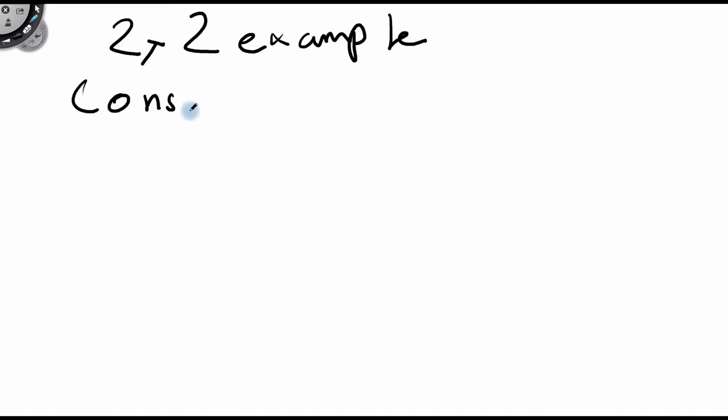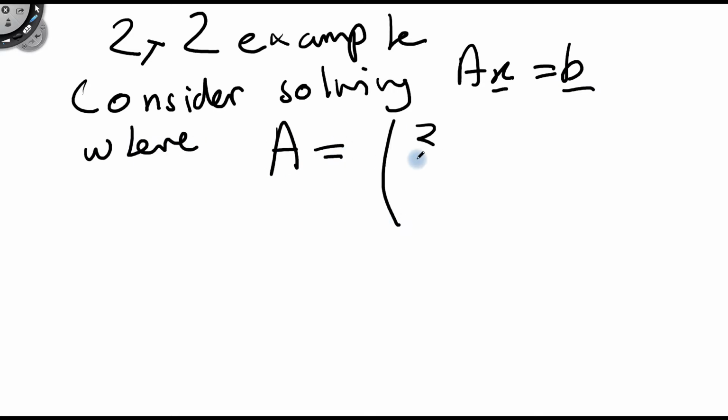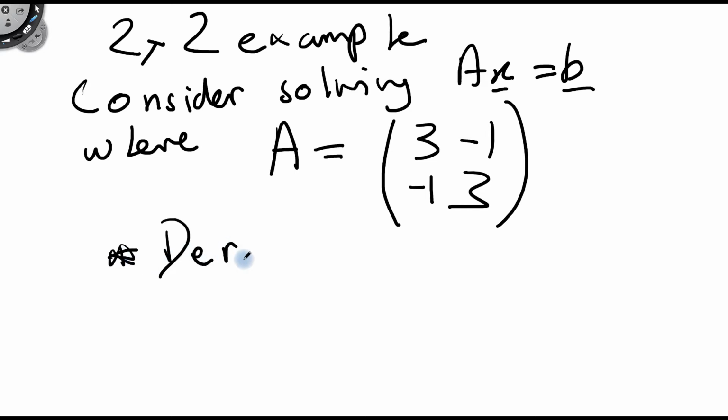So consider solving AX equals B, where A now is this matrix 3, 3, minus 1, minus 1. Now remember, the eigenvalues that we're interested in are the eigenvalues of the B matrix. So first of all, we need to derive B, which is D inverse times L plus U for the Jacobi.